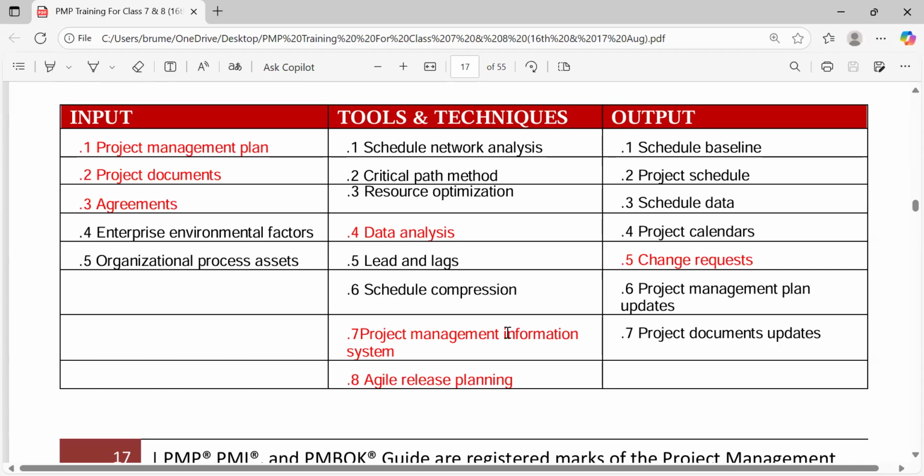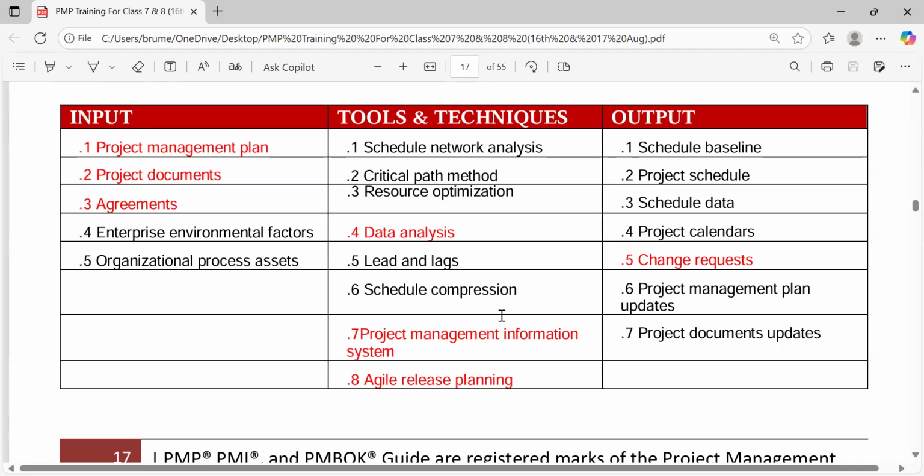The project management information systems are needed. The agile release planning are also needed. But there are some outputs that will be gotten. And these are what we are going for. The first one is the schedule baseline. And what is the schedule baseline? The schedule baseline is the agreed upon schedule. Which means everything we do must be in line with it. All our changes must be controlled towards it. We would ensure that things are not falling off or falling behind.